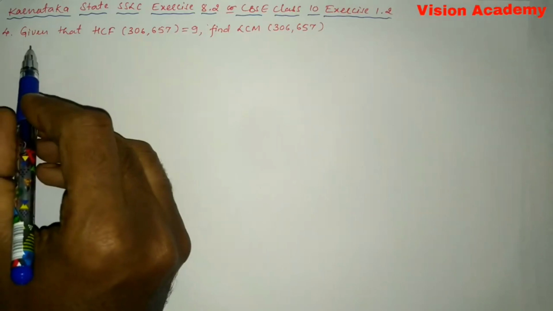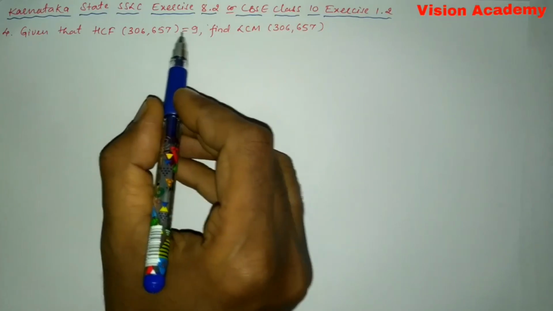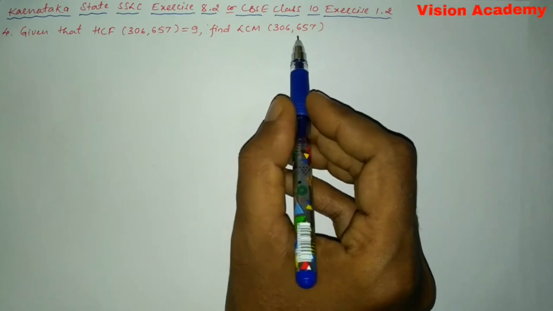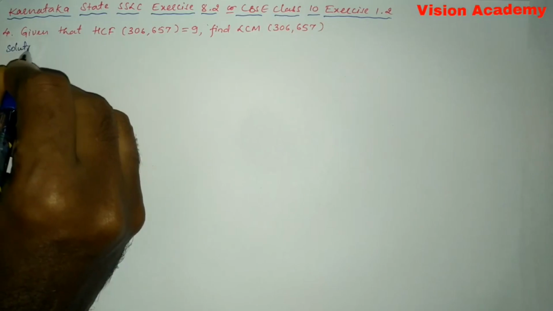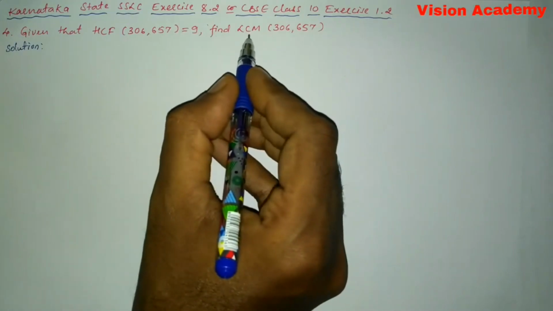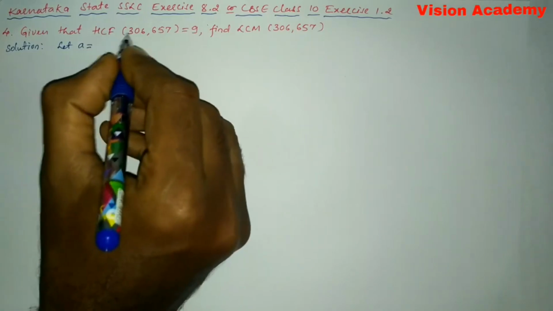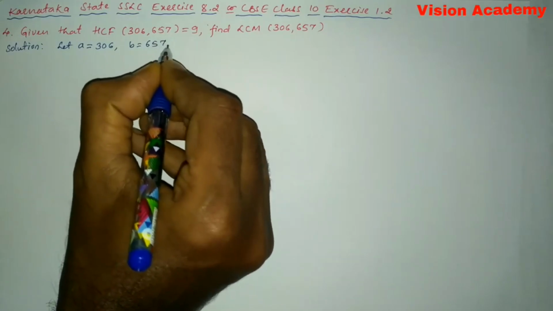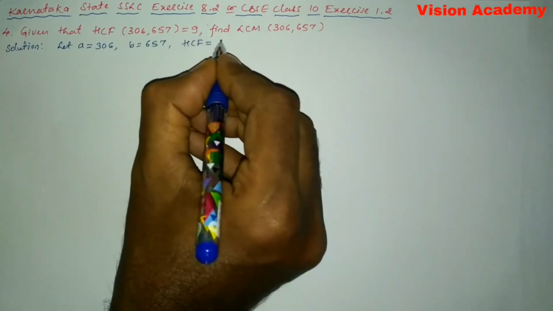Question number 4. Given that HCF of 306 and 657 is equal to 9, find LCM of 306 and 657. Now let us find the solution for the given problem. Here the HCF of these two numbers is given and we need to find the LCM. So let A be the first number, 306, and B equal to 657, and the HCF of these two numbers is also given, that is 9.